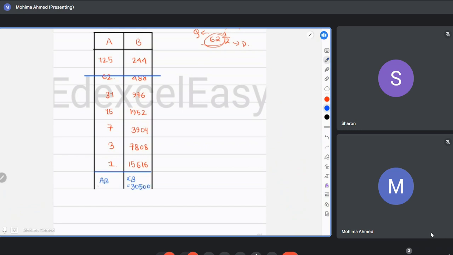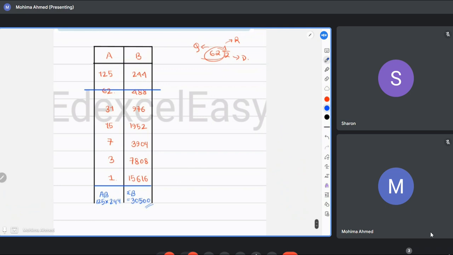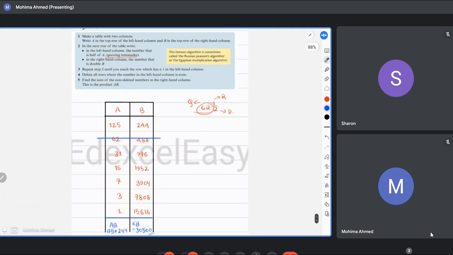And AB was 125 multiplied by 244. Right? So this is what you get for the product of A and B. Is this clear?